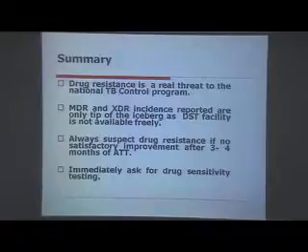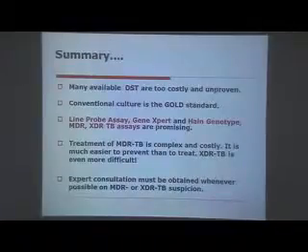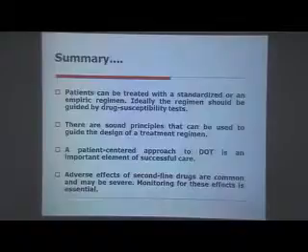So just to summarize, drug resistant TB is a real threat to the national program. Whenever you suspect drug resistant TB, immediately ask for drug sensitivity testing. Many of the newer drug sensitivity tests are too costly and unproven. Conventional culture, please remember, is the gold standard. Treatment of MDR is costly and complex, and it is easier to prevent MDR and XDR than to treat them. Expert consultation is a must. I already told you about the adverse side effects of the drugs. You should remember all these things.